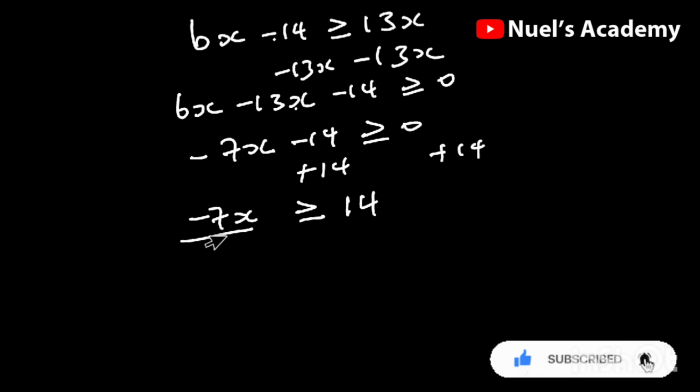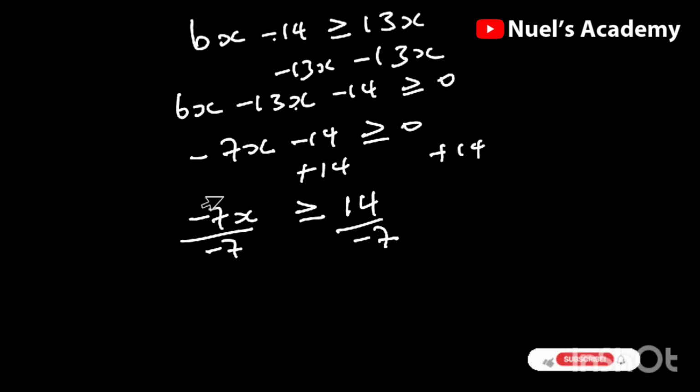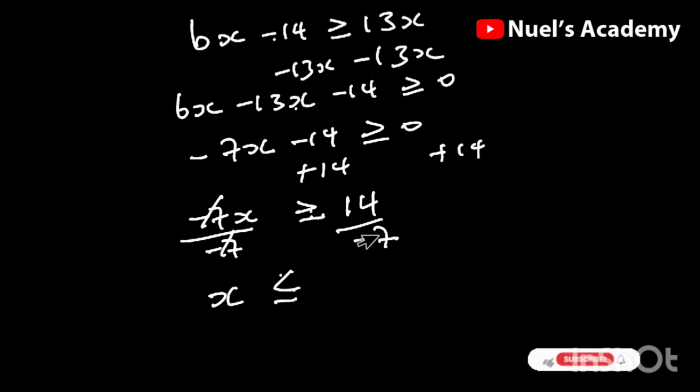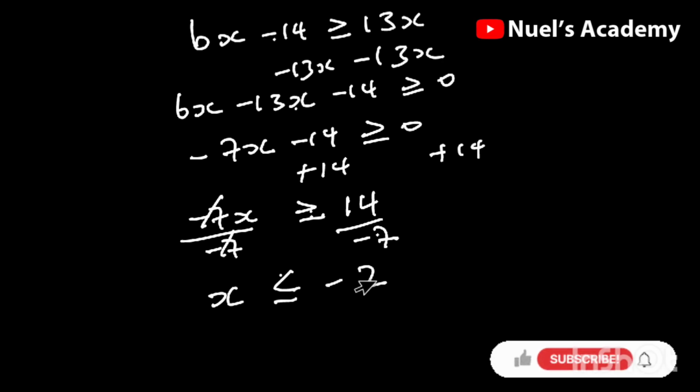So let's divide both sides by negative 7. So this and this is going to cancel. We have x. Now when you divide by a negative number, you're going to reverse the inequality sign. So instead of writing greater than or equal to, we're going to write less than or equal to. Now 14 divided by negative 7 is negative 2.